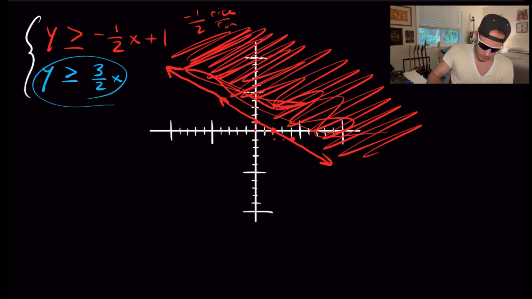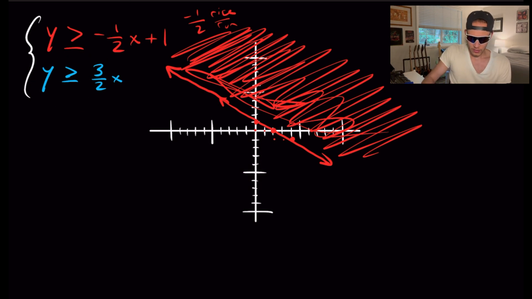And for this second one, y is greater than or equal to 3/2 x. Our y-intercept is 0, so I'll plot a point there at 0. And then we're going to rise 3, and then to the right 2. So I'm going to go up 1, 2, 3, and then over 2. Put a point there. And then since this is greater than or equal to, this is going to be a solid line. So I'll just draw that like that.